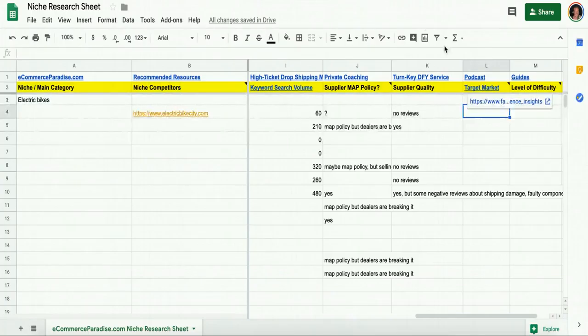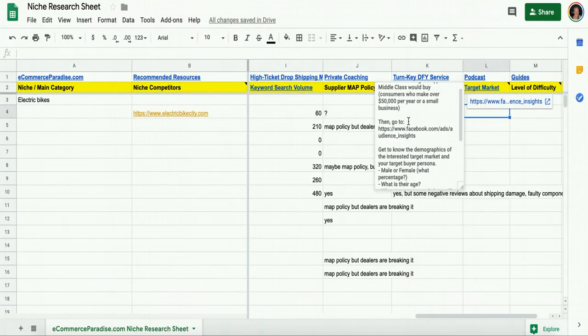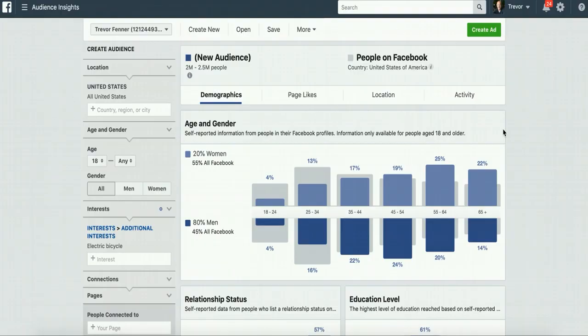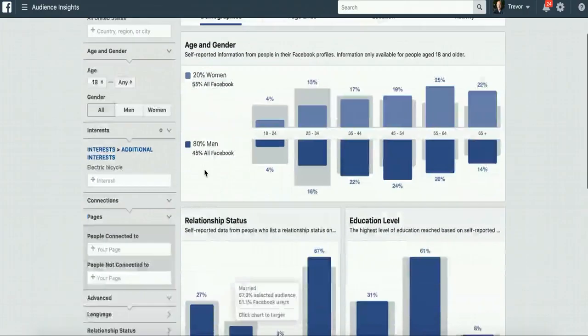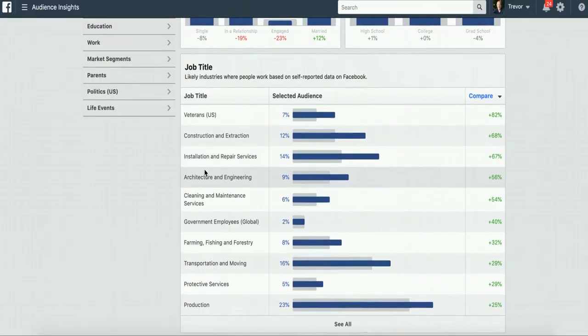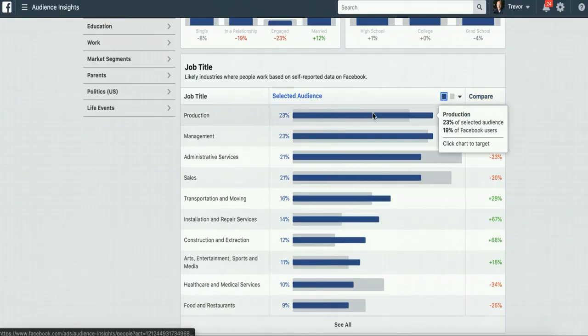So again, we're going to be looking at a few different things, but first and foremost, we want to make sure that they're the upper middle class. They make $50,000 a year. Unfortunately, Facebook Audience Insights no longer gives us income data, but we can sort of gather what income they make by the job that they have, right? So generally speaking, high-paying jobs means they're making more money.